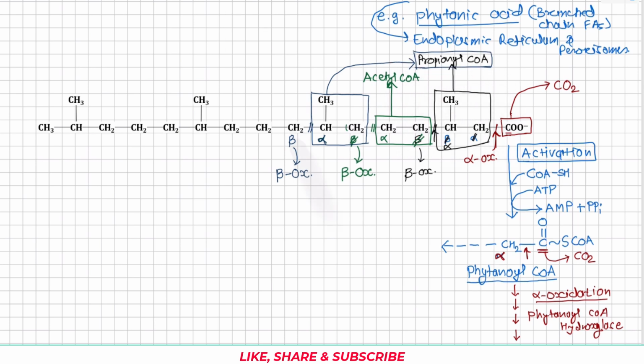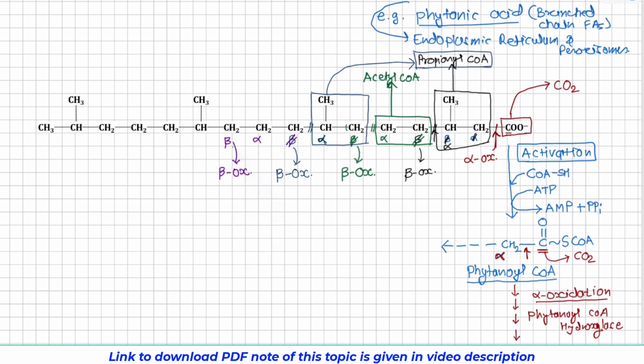So now this is the new terminal carbon. So this becomes alpha and this becomes beta carbon. Again, this is free from a methyl group. So beta oxidation occurs, leading to breaking of this bond and release of this 2 carbon fragment. So it is released as acetyl CoA.